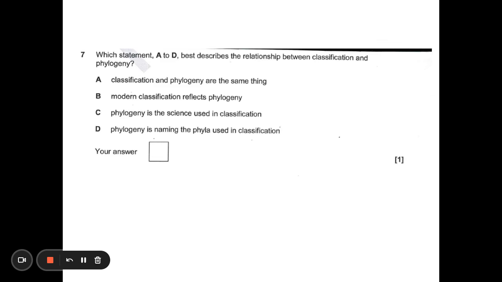Okay, so here is the answer. Don't forget, when you are doing multiple choice questions, try and rule out the incorrect ones first to help you with the process of elimination. But the answer here is B, that modern classification reflects phylogeny.